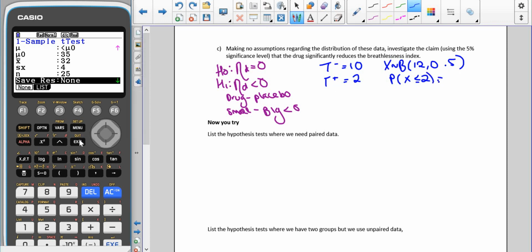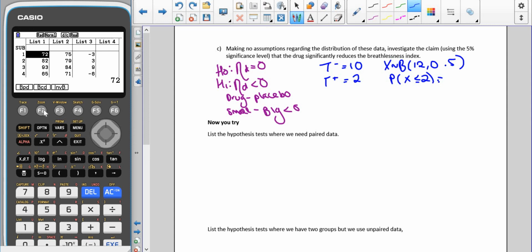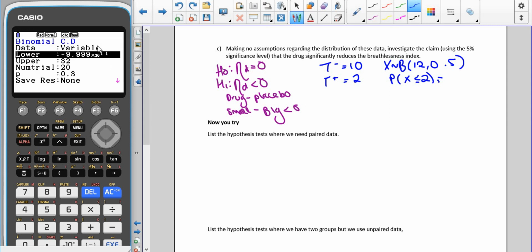And then we're going into dist, binomial, BCD. If you've got one of the new versions of the calculator, remember that your lower should be 0 and your upper should be whatever the biggest one is here, which is 2. Number of trials is 12 and the probability is 0.5. If you have one of the older versions of your calculator, you should just have X, N and P. And remember, it automatically does less than or equal to. So you just put in your 2 as your X, 12 as your N, and 0.5 as your P.